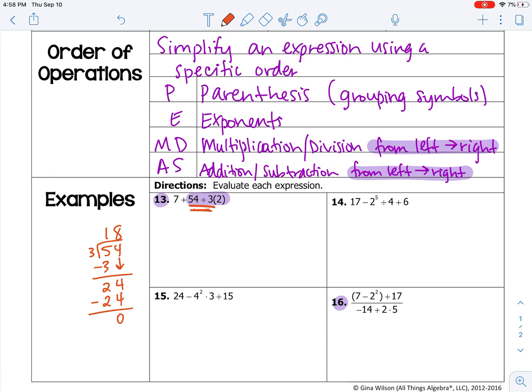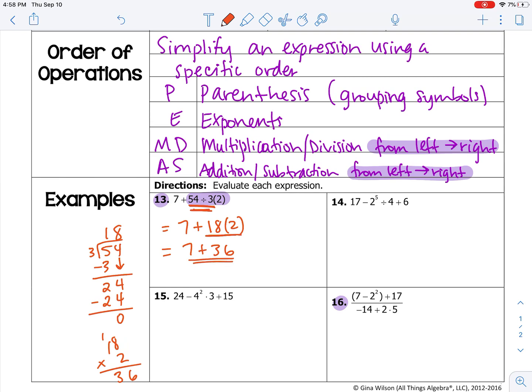So I just did this part right here, 54 divided by 3, so I need to copy down the rest of the problem I haven't done anything with yet. 7 plus 18 times 2. From here, we see that we need to multiply before we add. So 18 times 2. 2 times 8 is 16. Carry the 1. 2 times 1 is 2. Plus 1 is 3. So 18 times 2 is 36.